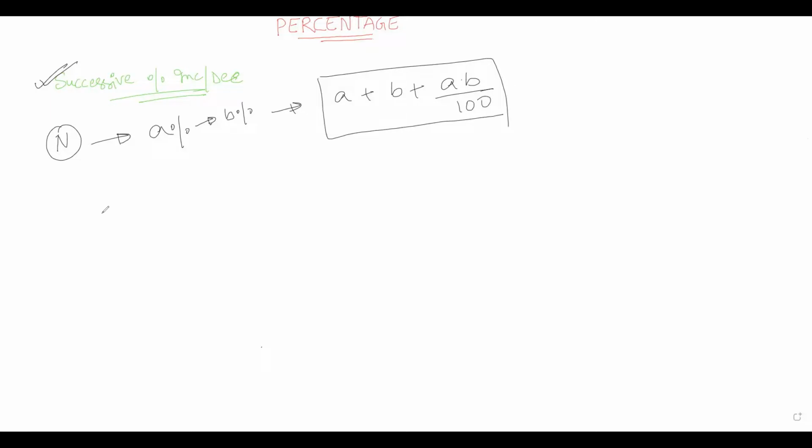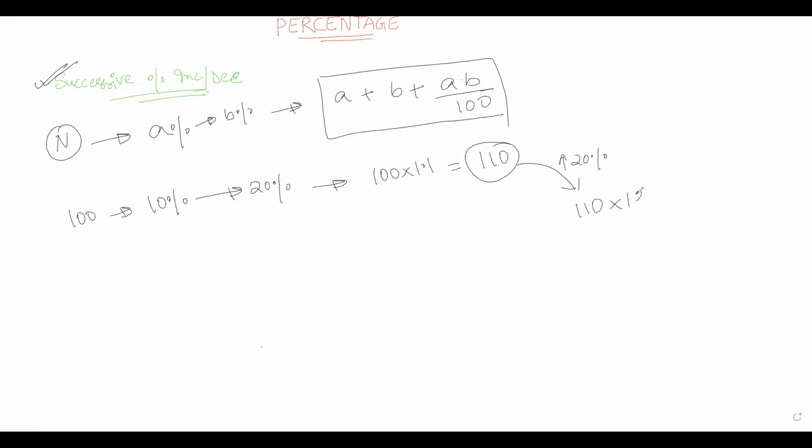For example, say I have a number 100. This number has first been increased by 10%, and then again increased by, say, 20%. So let us go with the normal way. 100, when increased by 10%, becomes 110%, so times 1.1, and now it has become 110. Now again this number has been increased by 20%, so it becomes 120% of itself, which is 110 times 1.2. If you calculate this, it will become 132.